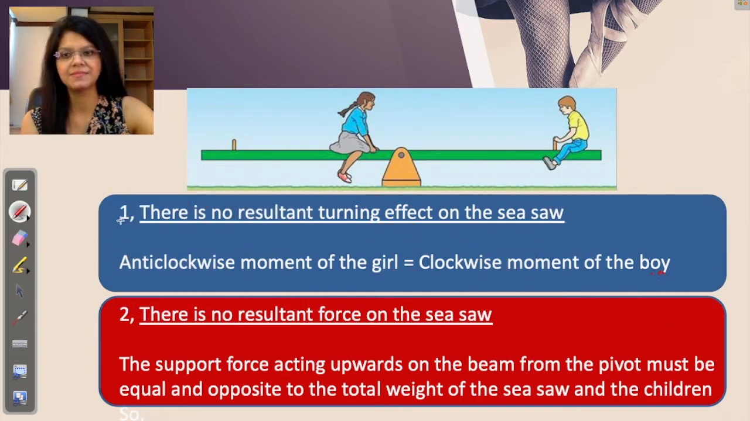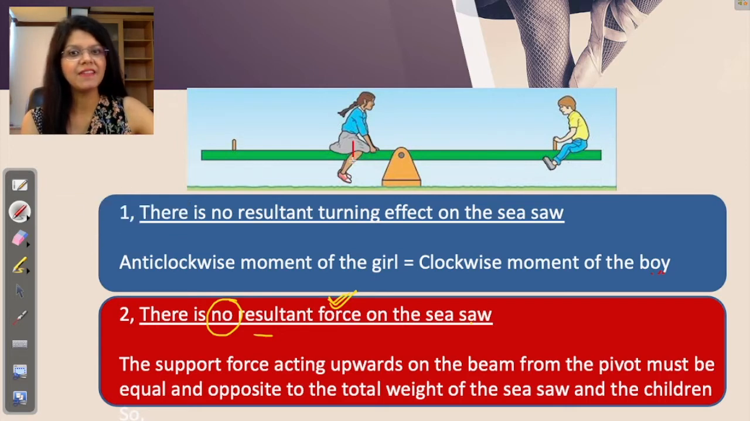Next point. There is no resultant force on the seesaw. Let us mark all the forces. What are the forces acting here on the seesaw? Let us try to identify all the set of forces that are acting here.